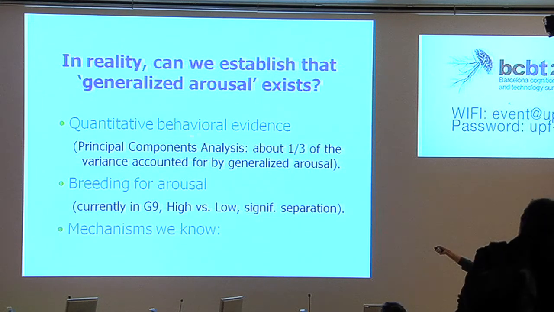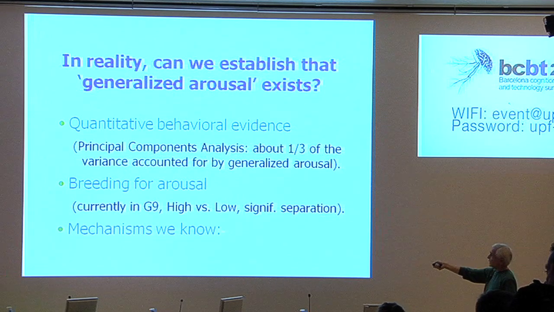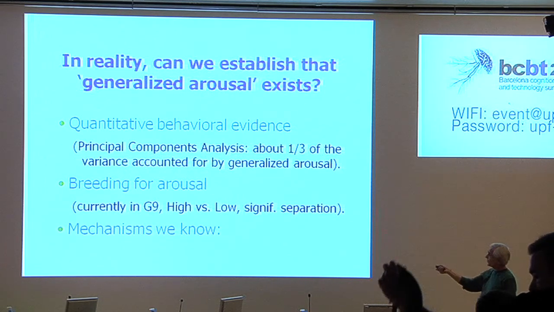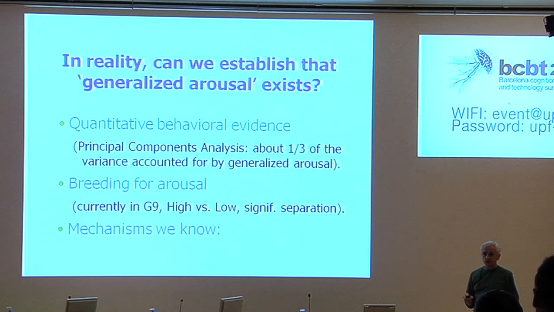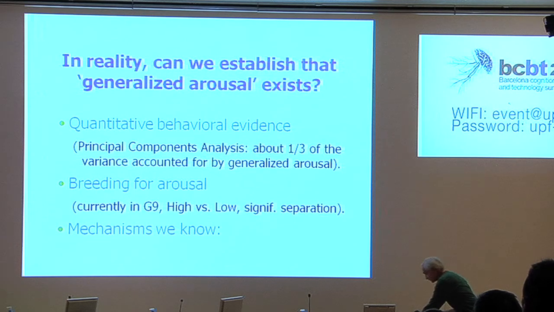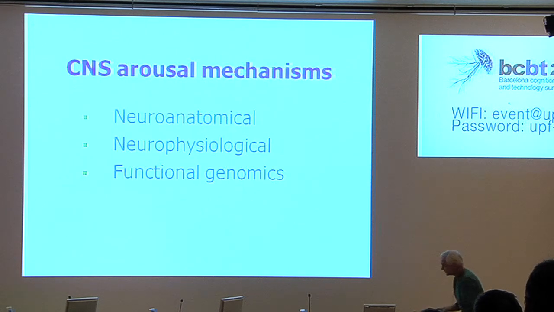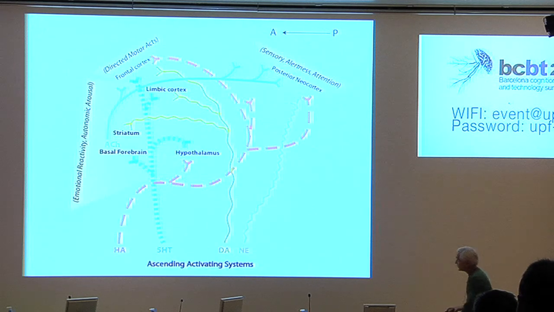So we have calculations, we have breeding, and also, even as you cannot breed for something that doesn't exist, you cannot have mechanisms for something that doesn't exist. And so what I'm going to show you very, very briefly, this will be a rapid New York City-based tour of three kinds of mechanisms: neuroanatomical, neurophysiological, and functional genomics, as to how generalized arousal is produced.